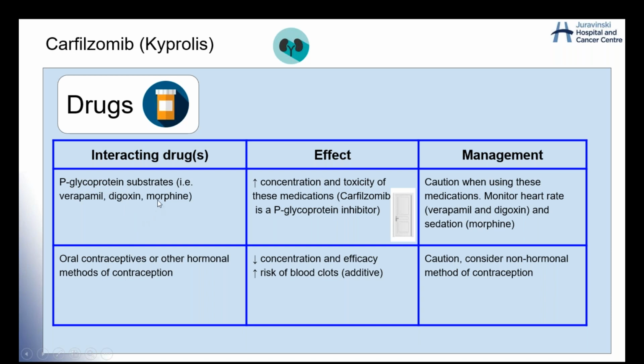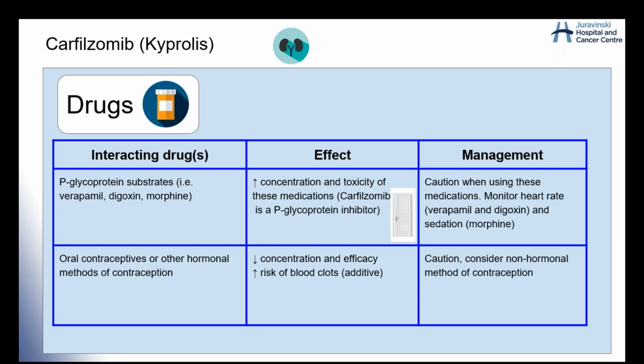So these medications are medications that go through that door, the PGP door, the P-glycoprotein door. So carfilzomib in and of itself is a medication that inhibits this enzyme. So it is the culprit. It will close that door where these guys would try to leave from. So as a result, the level and the effect of these guys, verapamil, digoxin, and morphine, which are just a few examples of medications that exit through that door, will start to go up. And so we monitor for that effect.